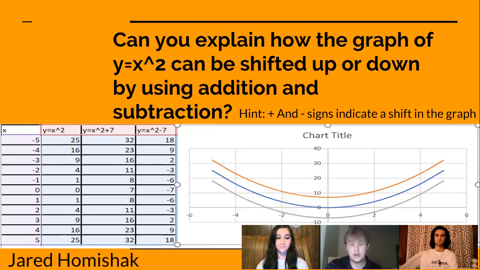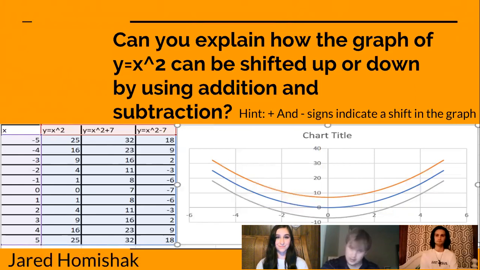Because those gaps between values are still going to be the same, it reflects here on the graph, because you'll see that the graphs are identical to each other in terms of the slope. The only difference is we are literally shifting the graph up or down. And as Destiny and Andrew have described, we either shift up by adding to the y value or shift down by taking away from the y value.